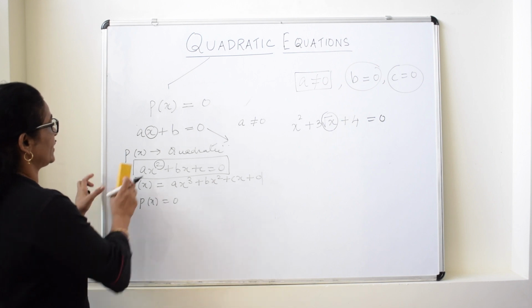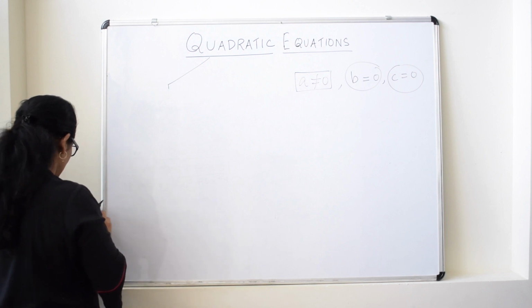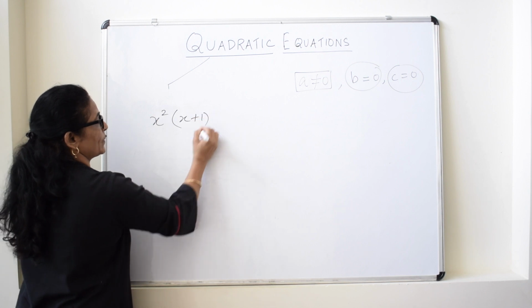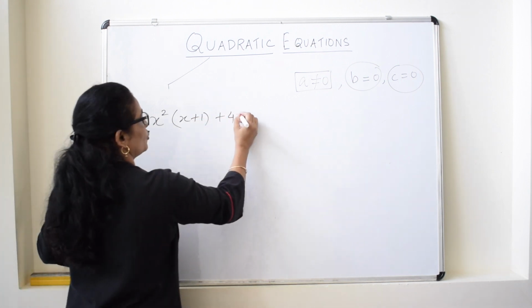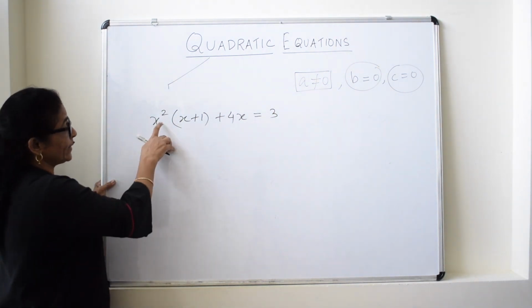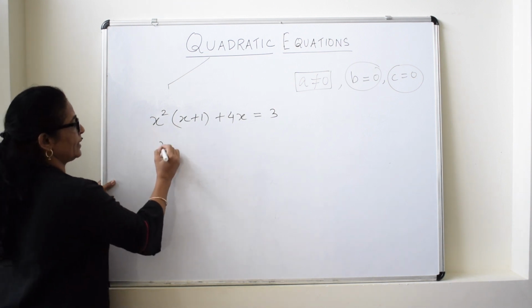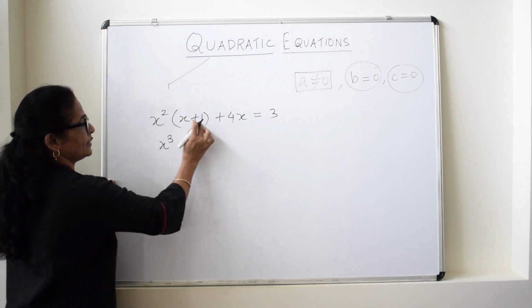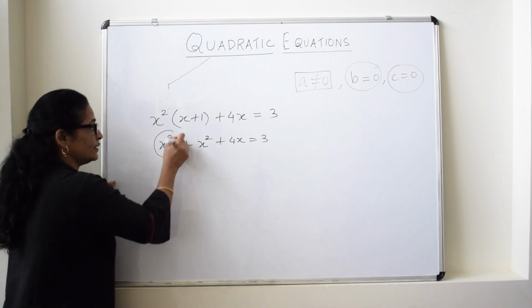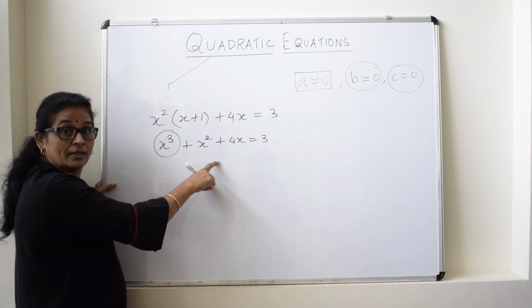Now first of all, we will check whether the given equation is quadratic or not. As I said, sometimes it appears like this: x square into x plus 1 plus 4x is equal to 3. In this case, by looking at it directly, we can say it's a quadratic. But when we solve it further, it will be x cube plus x square plus 4x is equal to 3. Since the maximum power of the variable is 3, this is not a quadratic equation.